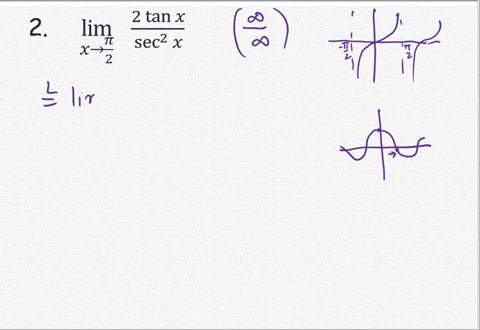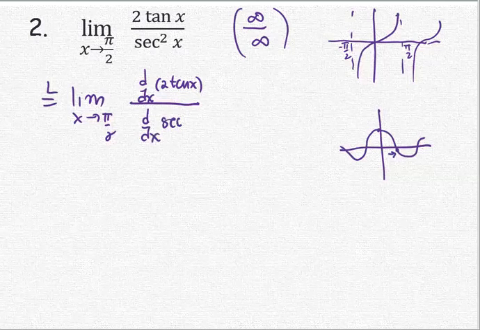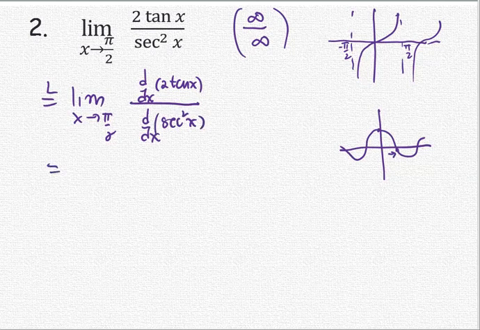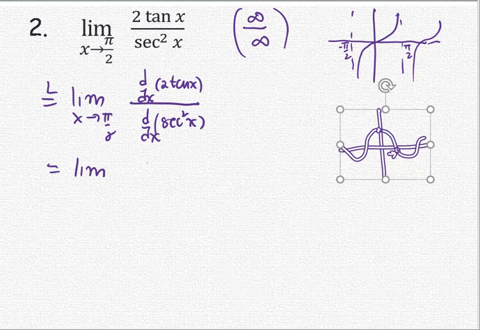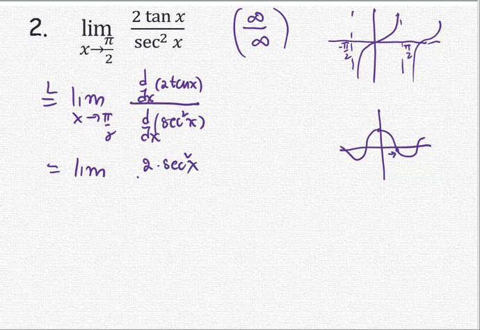Apply L'Hopital to find the limit of this quotient. Find the derivative of the numerator divided by the derivative of the denominator. The derivative of the numerator, the derivative of 2 tangent x, is 2 secant squared x. The derivative of the denominator, using the chain rule, is 2 secant x multiplied by secant x tangent x. We can cancel the secant squared, and also the 2.